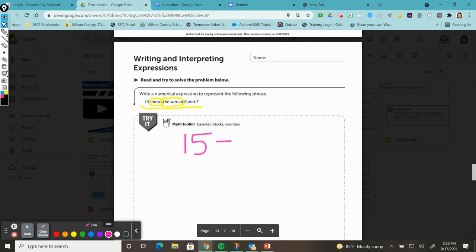So again, make sure that you paused the video to go ahead and write this as a numerical expression. When you're done, you should have 15 minus the sum of 6 and 7. So we're going to take a look at some strategies for this.